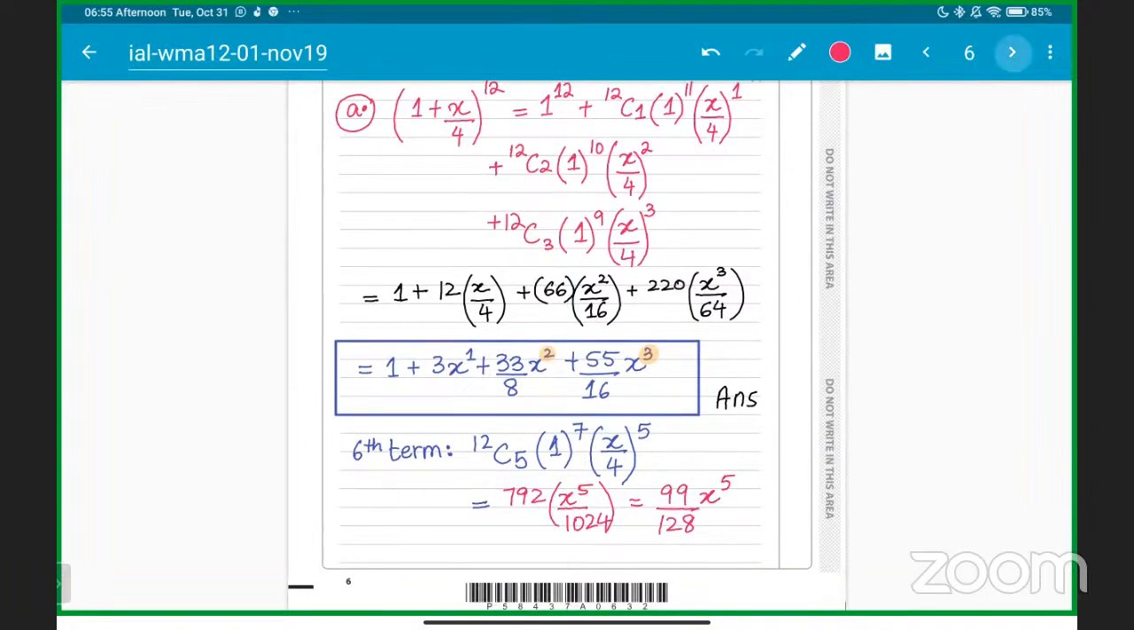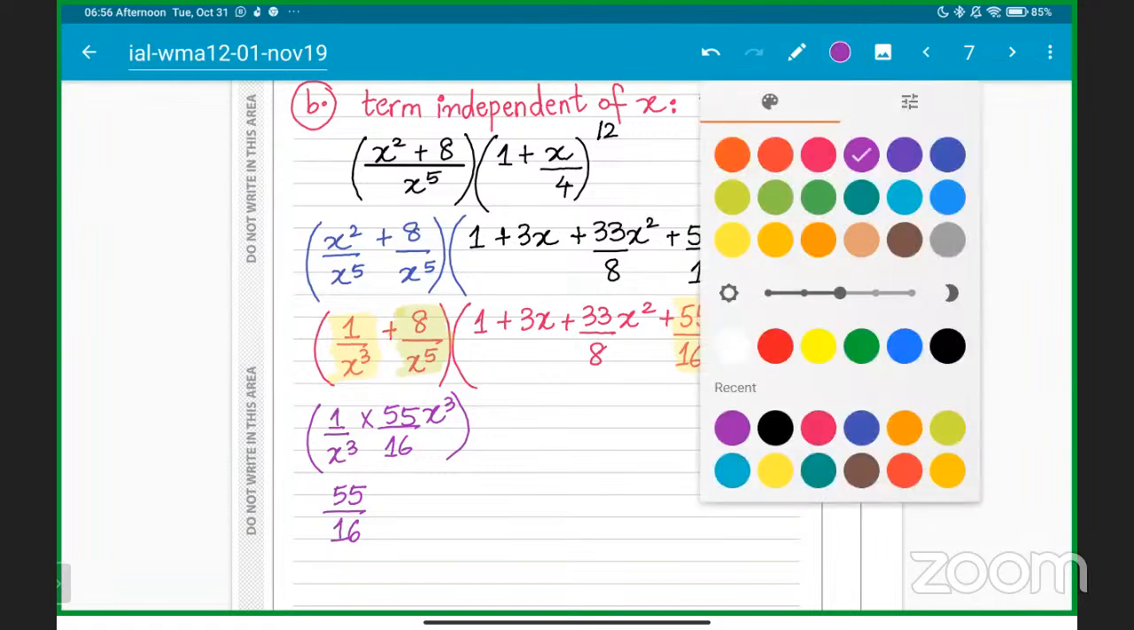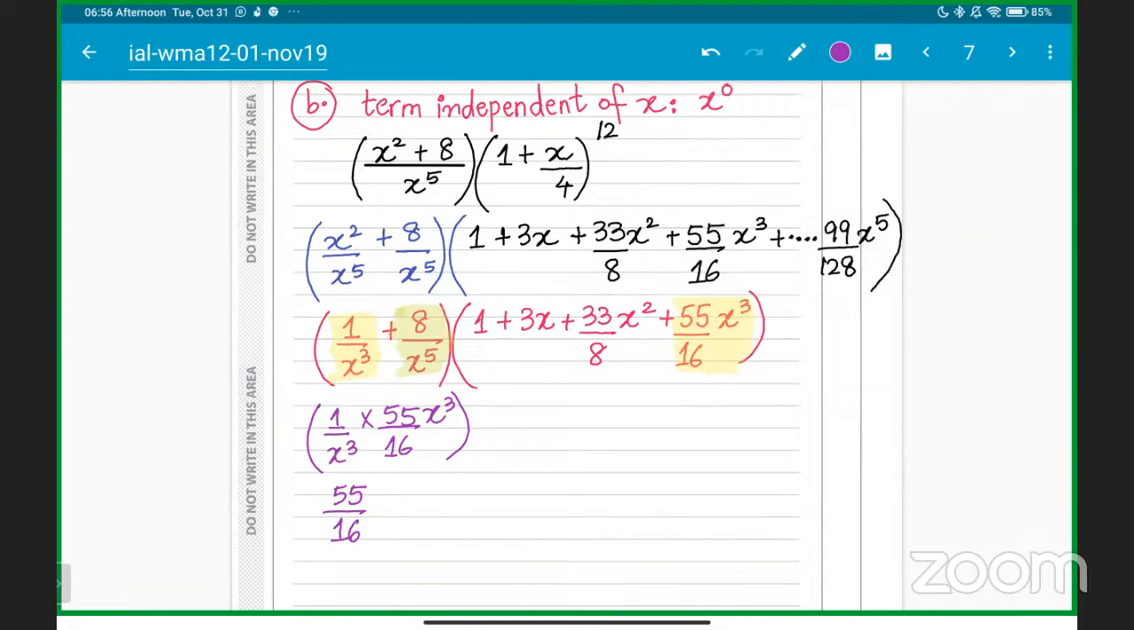The reason I'm doing it is that we need to know which term will be giving us x. So there will be another term that you write for the examiner: 99 divided by 128 x power 5 is definitely needed for multiplication. Understood? Got it? These are the 2 terms. Now follow carefully.